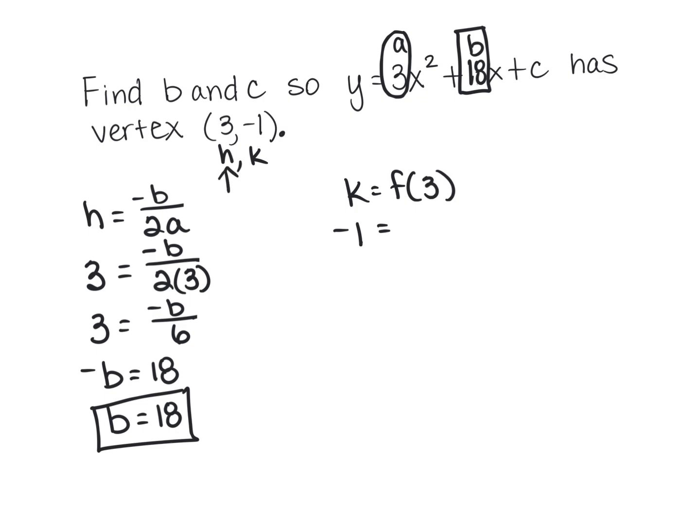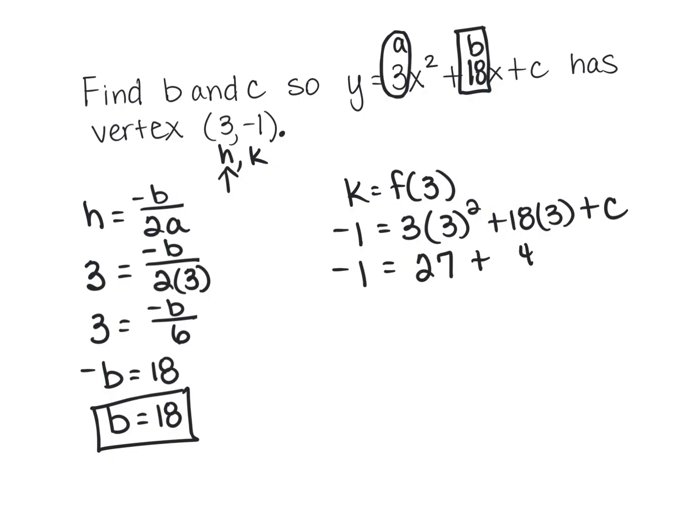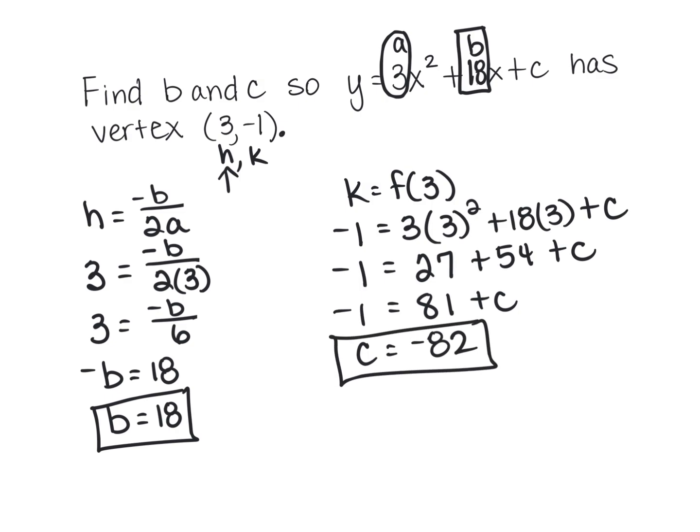So if I do f of 3, I have 3 in the given a value. Then I do 3 squared plus 18 times 3 plus c. And I'm going to solve this for c. So I have -1 is equal to 3 times 9 gives me 27. 18 times 3 is 54 plus c. So I have 27 and 54 give me 81. And when I subtract 81, we get a c value of -82. So those would be the two answers that you would plug in.